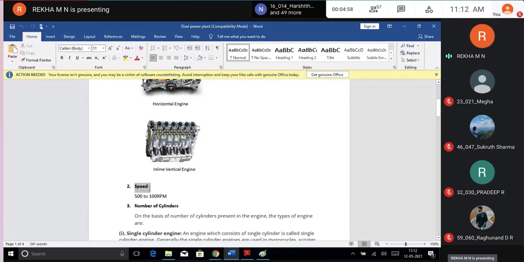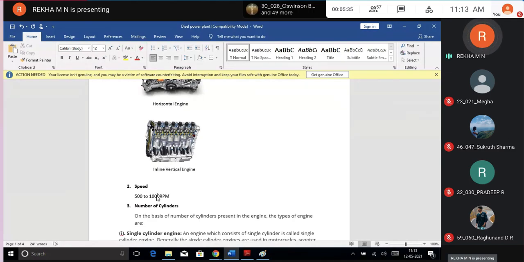Moving on to speed, students, you know very well that the speed usually will be low to medium. Why? Because if you go with high speed, noise will be more. Not only noise, compactness will also come into the picture. So you can have around 500 to 1000 RPM. That is the most commonly used speed.